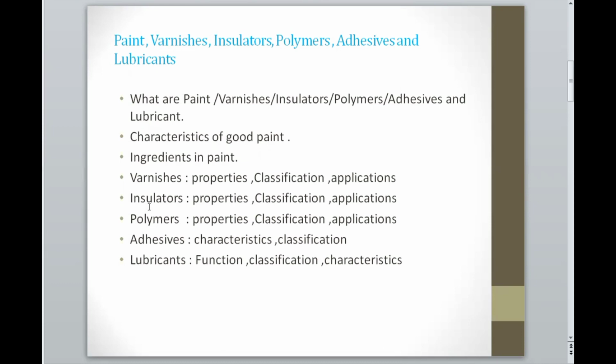Next topic we discuss is the insulator. In that topic we discuss the properties of different insulators, their classified types and the applications of insulators. Next topic of this unit is polymers. There we discuss the properties, classification and applications of different polymers. Next we discuss adhesives. In that topic we discuss the different characteristics of adhesives and the classified types of adhesives.